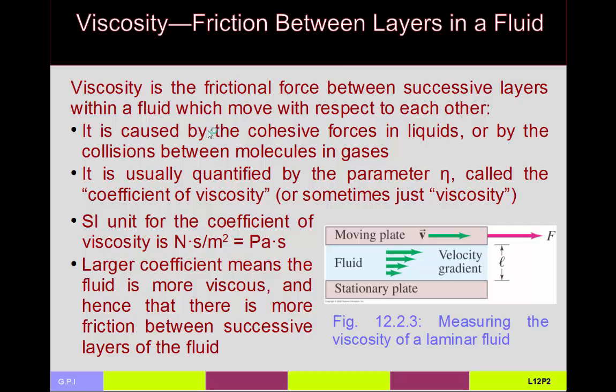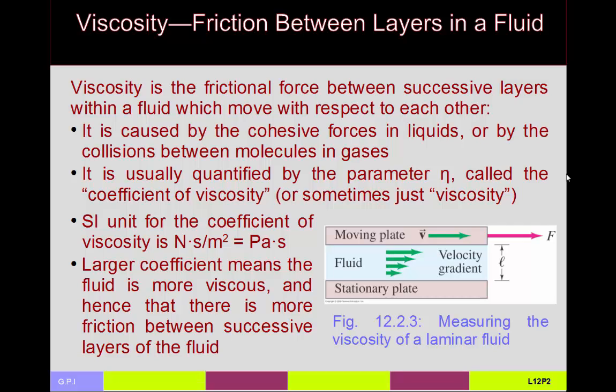And what it is caused by is the cohesive forces within liquids, or if you have a gas, then it's caused by the collision between molecules in the gas. And we can quantify it, meaning we can put a number to it using the parameter eta, which is called the coefficient of viscosity. And sometimes people just call eta the viscosity. It is in fact a measurement of the viscosity. And we'll look at how we can measure that in a moment.